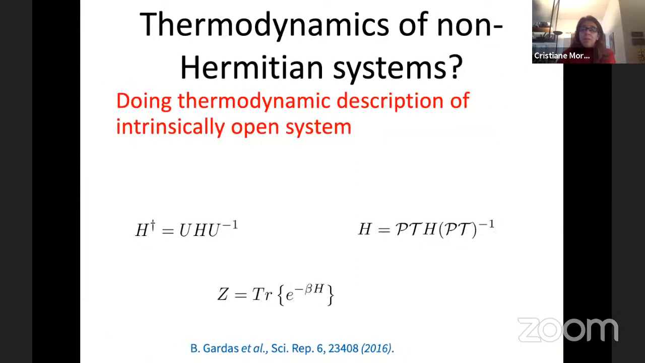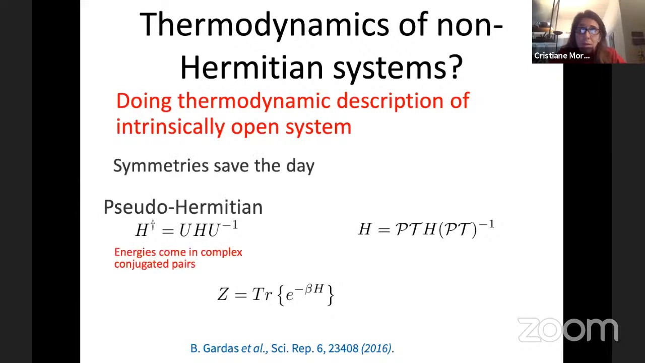So let's now think in terms of thermodynamics for non-Hermitian systems, and you will tell me, what are you talking about? Non-Hermitian systems, if the Hamiltonian is not equal to its complex conjugate, this is usually describing open systems. But if it's an open system, it's not even in thermal equilibrium. How do you want to talk about thermodynamics? What does this mean to start with? Well, it's true and it's difficult, but symmetries will save our lives.